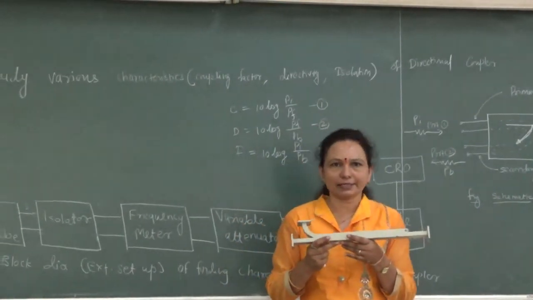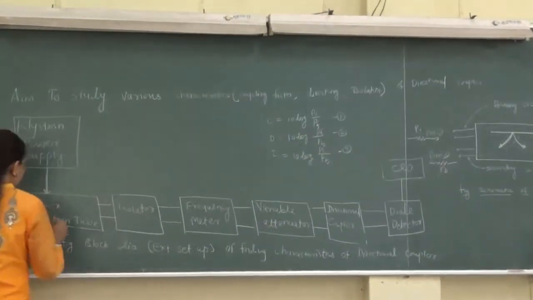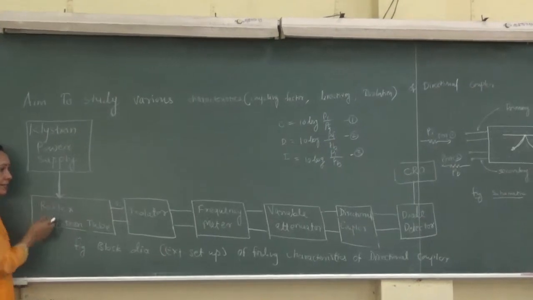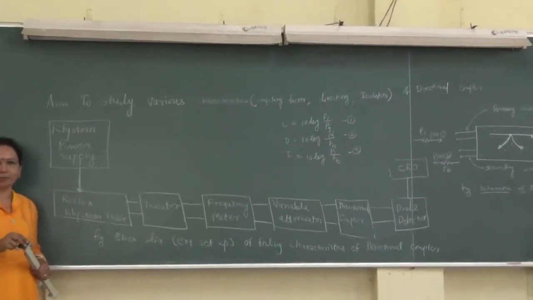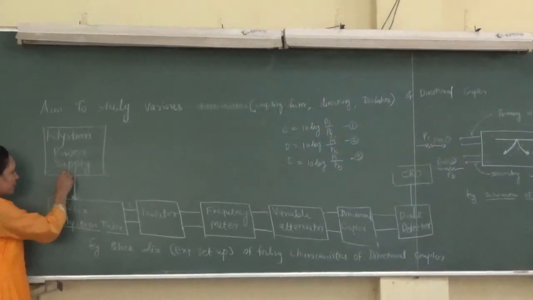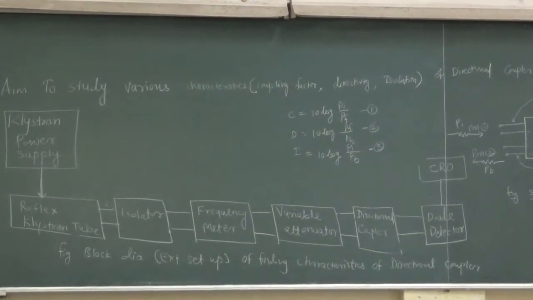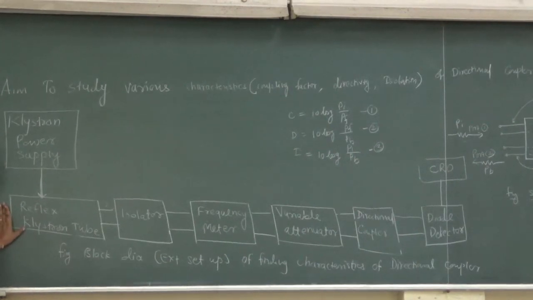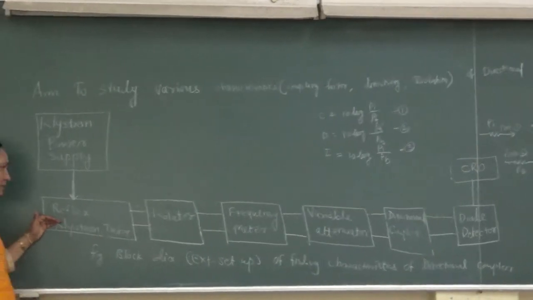for the directional coupler. Here you can see the block diagram or experimental setup, which is the same as we discussed in the previous practical for the E and H plane tee. First it consists of the reflex klystron tube. The reflex klystron tube is connected to the reflex klystron power supply. As you know, the power supply is required for the generation of the signal.